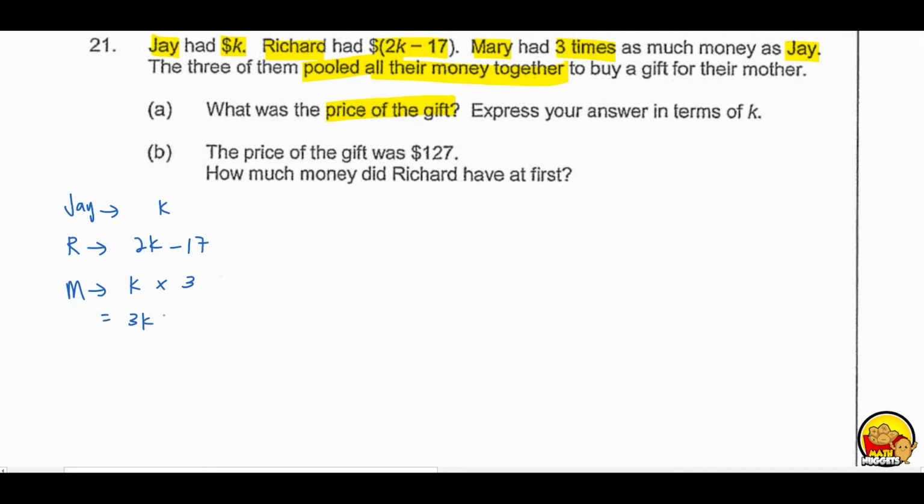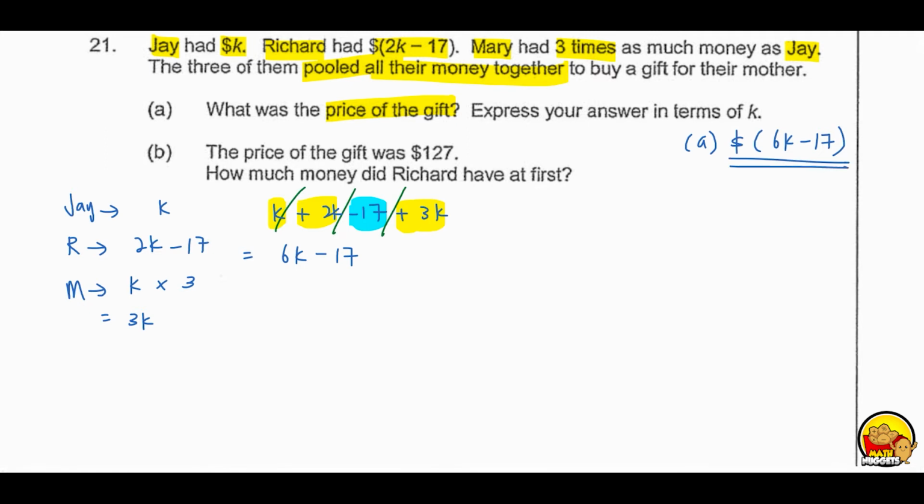So then if all of them put their money together means I add everybody. So that is K plus 2K minus 17 plus 3K. Let me deal with the K's first. So K plus 2K plus 3K. In total, we have 6K. Then the numeral is minus 17. So this is the answer for part A. The price of the gift, $6K minus 17.